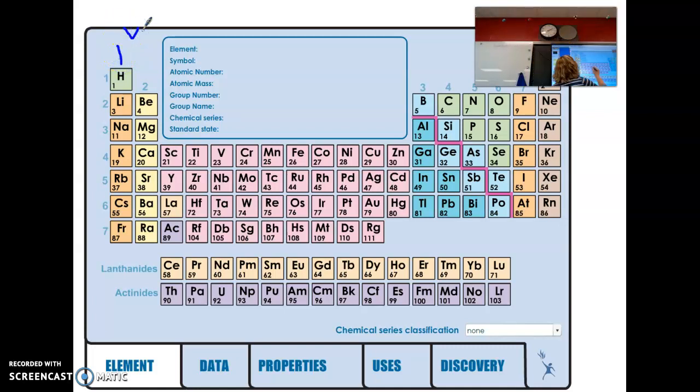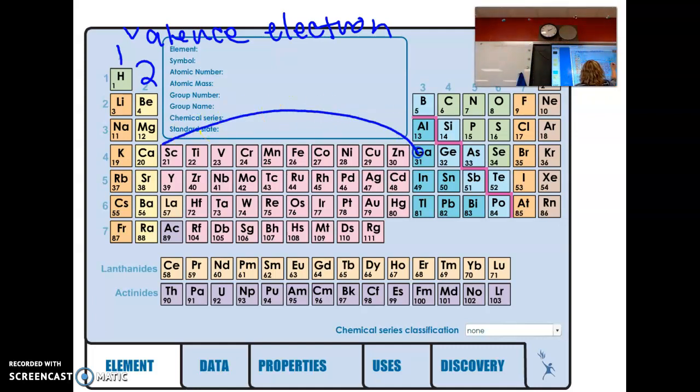I'm going to write this with my pen. Everything in group 1 has 1. Everything in group 2 has 2 valence electrons. These transition metals, most of these have 2 most of the time, so we're going to go with the most-of-the-time rule, because let's worry about the exceptions later.